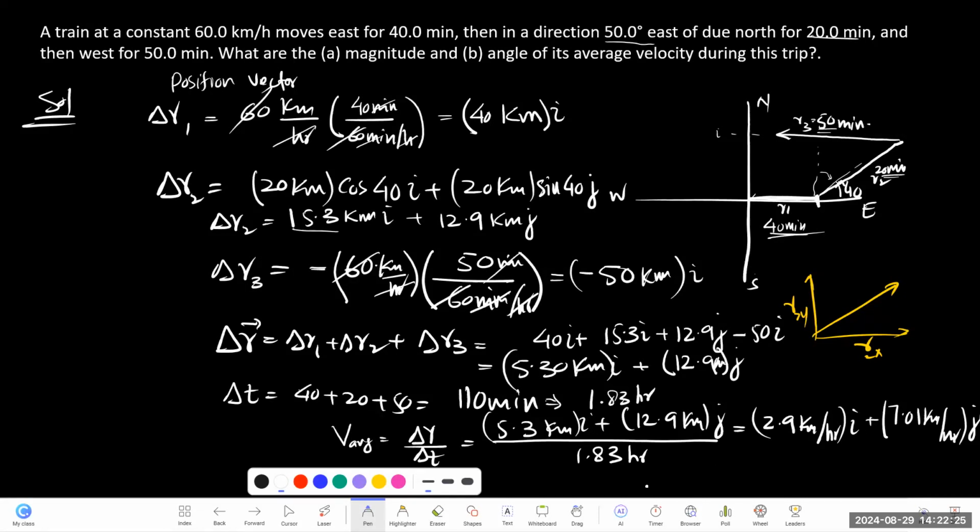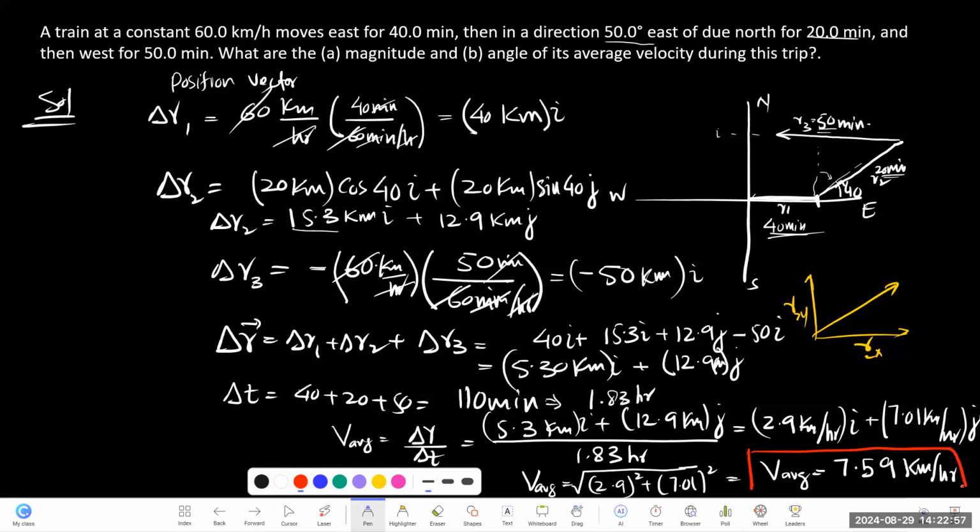If I want the magnitude of this average velocity, I can write the square root of 2.9 squared plus 7.01 squared. We solve this, and the average velocity equals 7.59 kilometer per hour. That is the answer for this problem. Let's take a look at another problem.